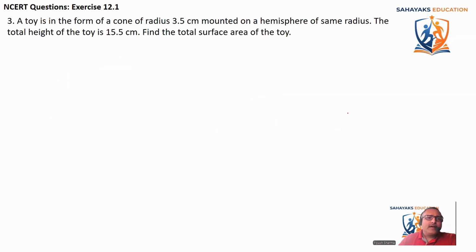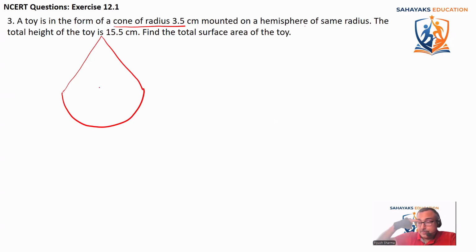Okay, coming to the next question. A toy is in the form of a cone of radius 3.5 centimeter mounted on a hemisphere of the same radius. The shape is not given, so we have to make it. So let's make a hemisphere. This is a hemisphere, and on top of it there is a cone.